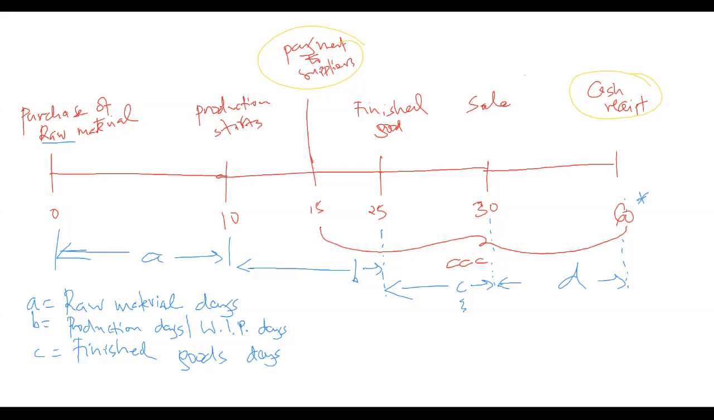Then you have D. D is the time you make a sale to your customer to the time that you receive money from your customer. What's the time difference? What do you call it? The time you make a sale to the customer on credit to the time that the customer is going to pay you money. What do you call it? Collection days, more or less. It's called the debt collection days.